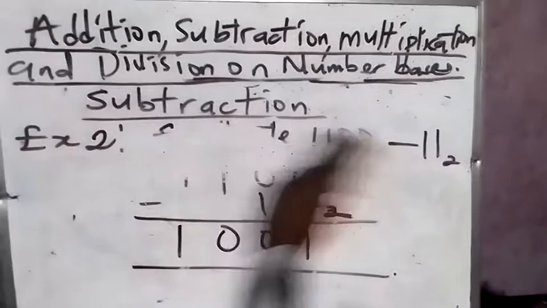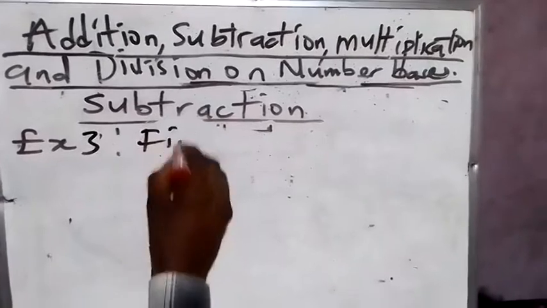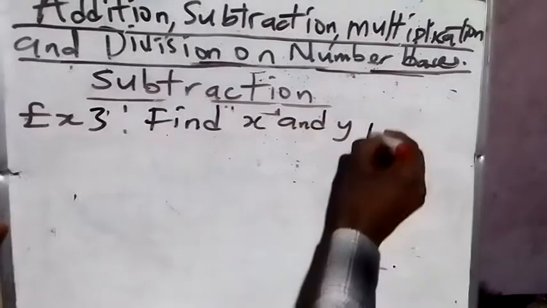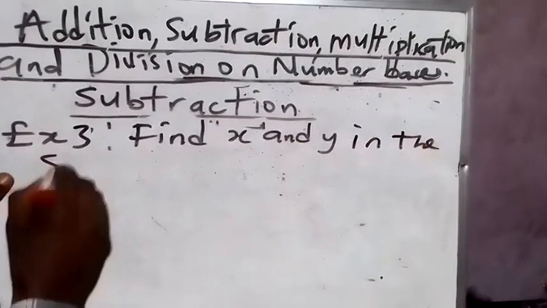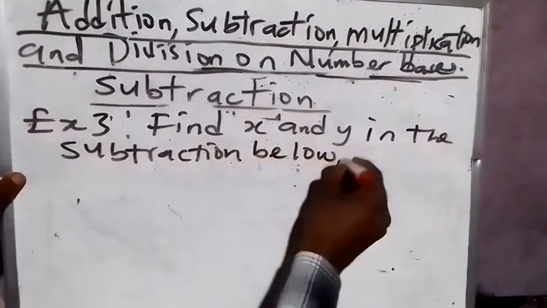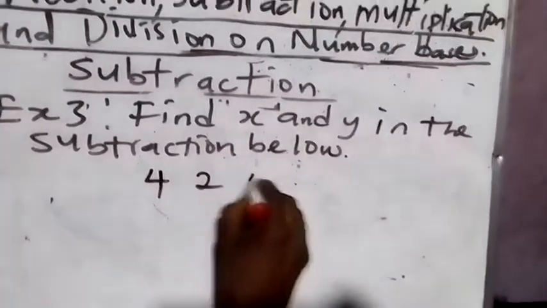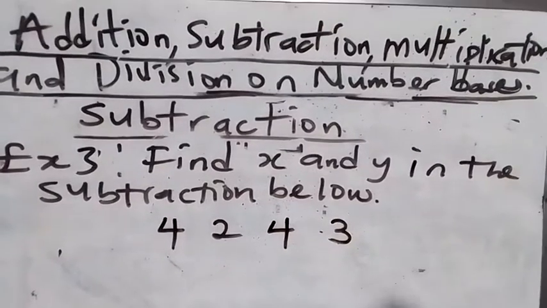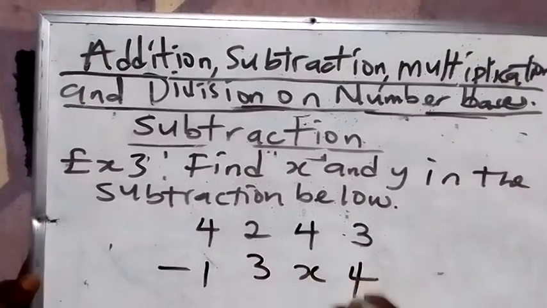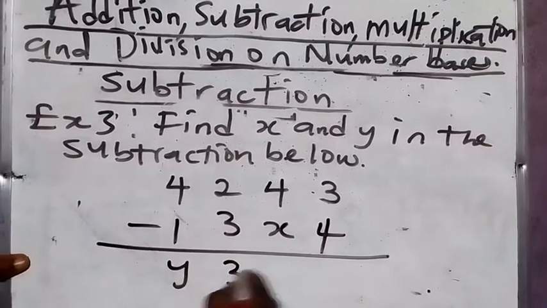Okay, example 3. Find x and y in the subtraction below. 4, 2, 4, 3 minus 1, 3, x, 4 equals y, 3, 4, 4.